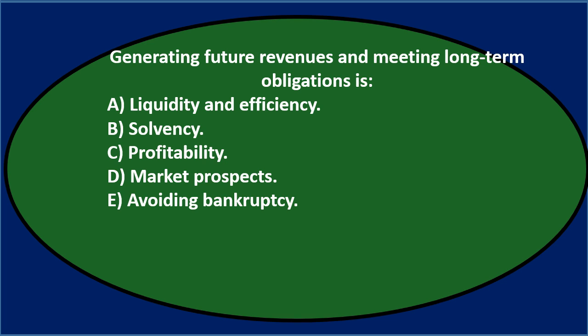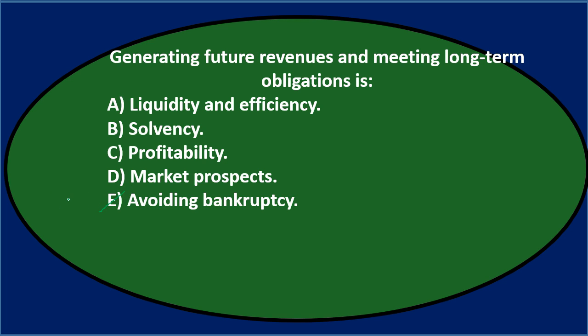prospects, and E, avoiding bankruptcy. Let's go through this again using our process of elimination. Generating future revenues and meeting long-term obligations is either A, liquidity and efficiency. Now note, if we look at these first four, we should recognize them because these are the groupings of our ratios. We've got the liquidity and efficiency, the solvency, the profitability, the market prospects. So of those five answers, we could probably take away the last one, which isn't amongst the categories of ratios, that being avoiding bankruptcy.